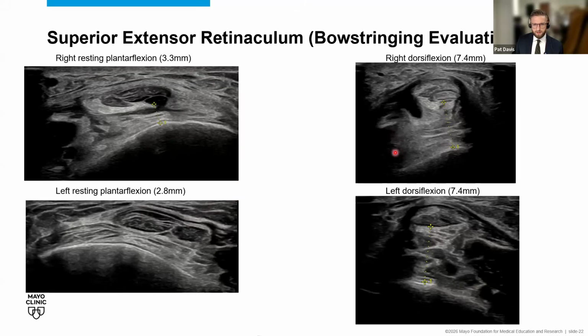Having the patient dorsiflex then, the tibialis anterior tendon raises in relation to that tibia base, and you can see the superior extensor retinaculum kind of tensioning over top. And we found equivalent measurements from side to side, so 7.4 millimeters on the right, 7.4 millimeters on the left. No significant bowstringing, so no concern for a significant full thickness superior extensor retinaculum tear that would result in bowstringing.